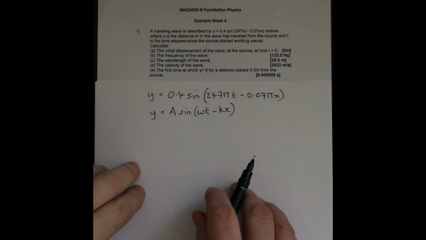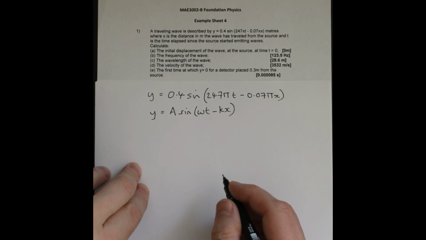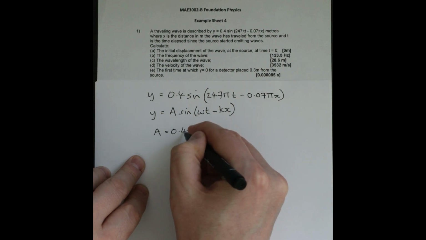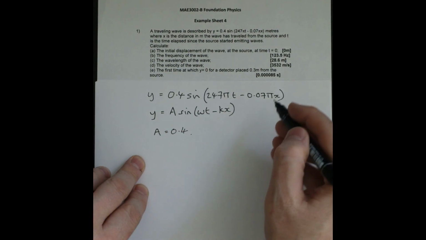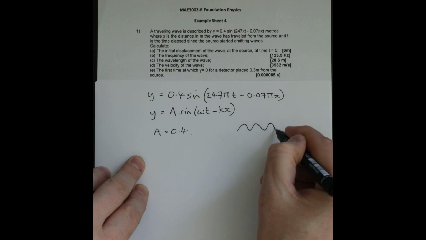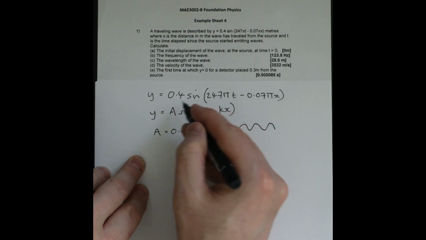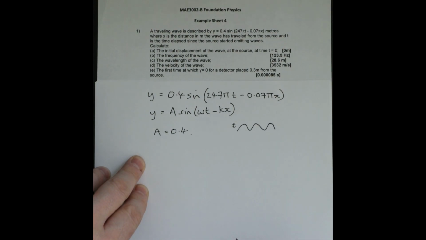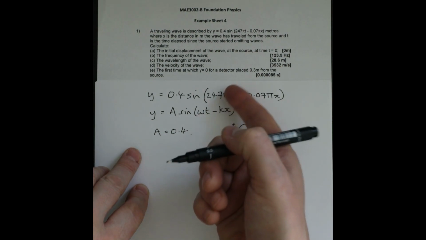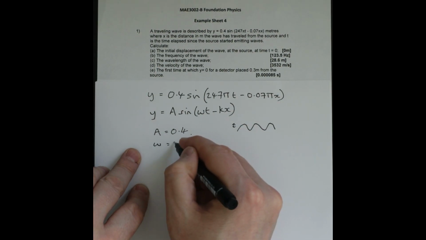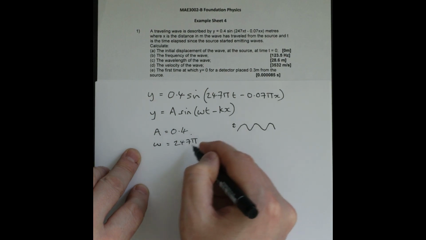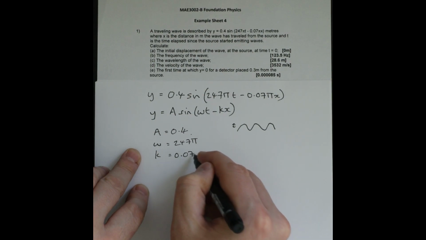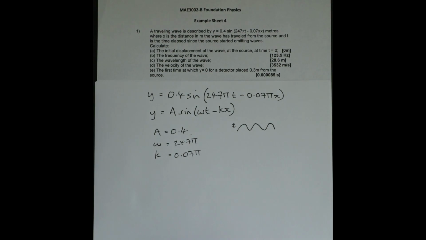So from this we can immediately start to identify what the terms are in our provided wave equation. We can say straight away that the amplitude is going to equal 0.4, because this sine function just gives us a sine wave type function, so we can scale that in the vertical direction by this multiplier. So that's going to control the amplitude of the wave. We can also see that omega is going to be equal to 247 pi, and the wave number is going to be equal to 0.07 pi. So we've identified all those constants.